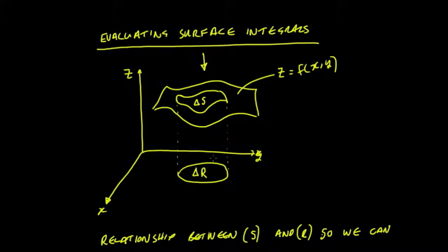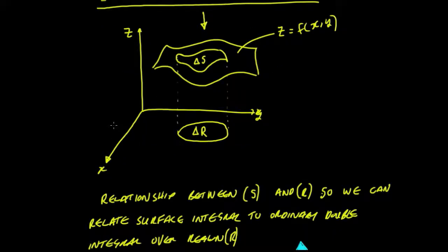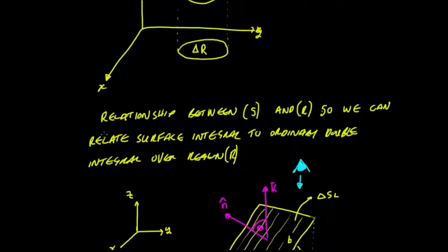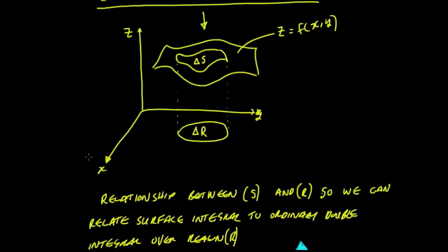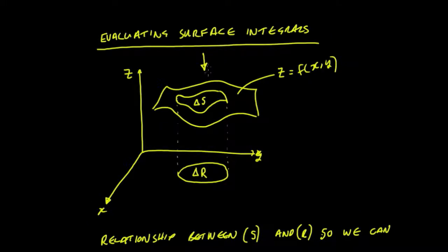delta r, which of course is not really a surface, it's just going to be an area element within this plane xy. Now we're going to ask the question, how can we relate this surface area delta s to this area delta r? Now the way you can think about this is that if you look down from above, and say shine a light down on the surface, then what we're going to be looking at here is the shadow of this surface. Now you can see that these two are going to be different.